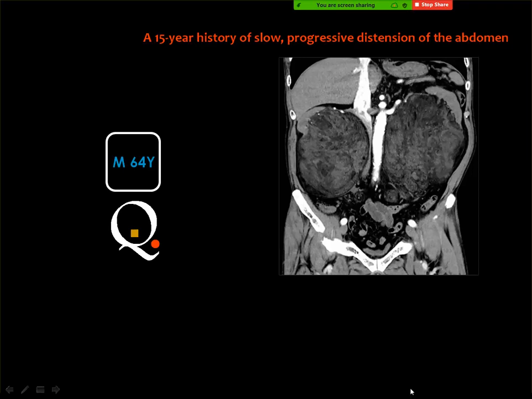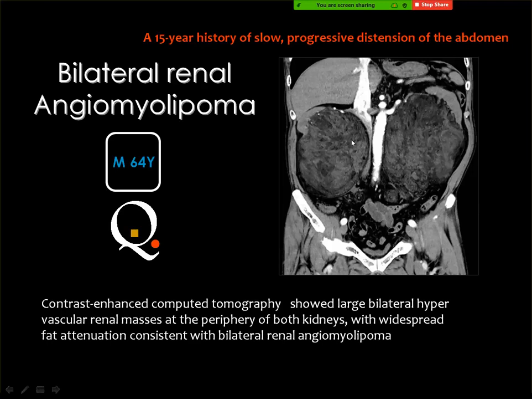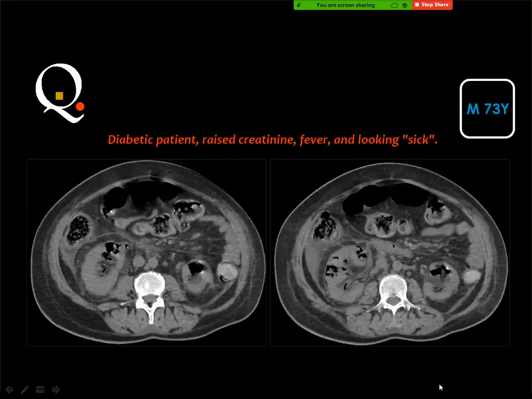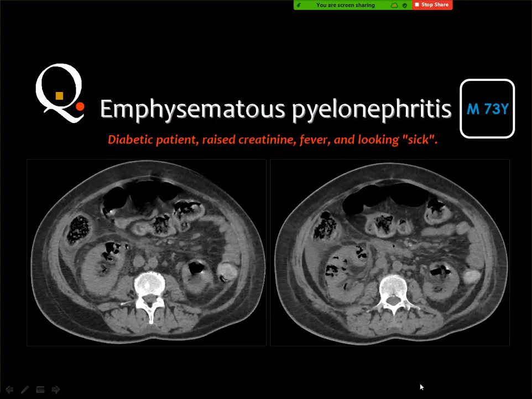Oncocytoma. No, oncocytoma is solid. And this is bilateral disease. Bilateral angiomyolipoma. Very good. And this is angiomyolipoma because of the fat inside the lesion, and you get some soft tissue material and two big masses on both sides representing bilateral angiomyolipoma. Emphysematous pyelonephritis, bilateral. Diabetic patient with bilateral emphysematous pyelonephritis. Very good.